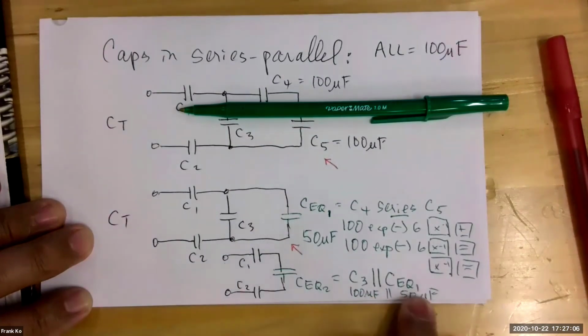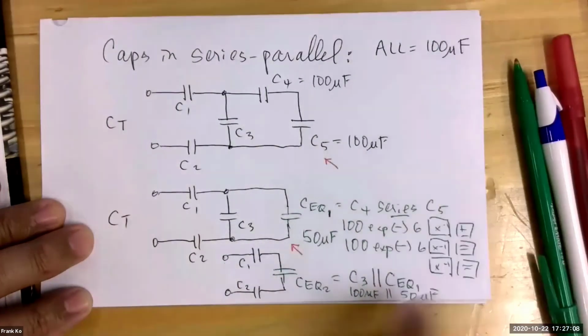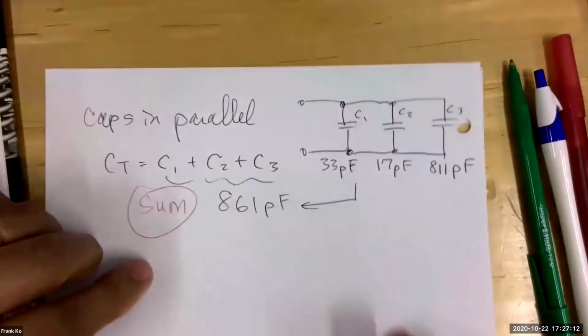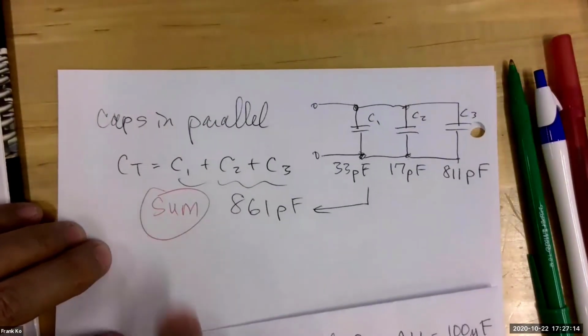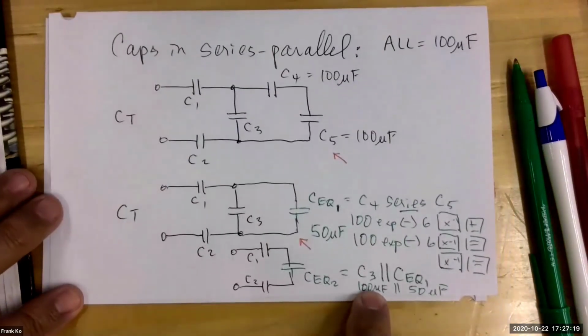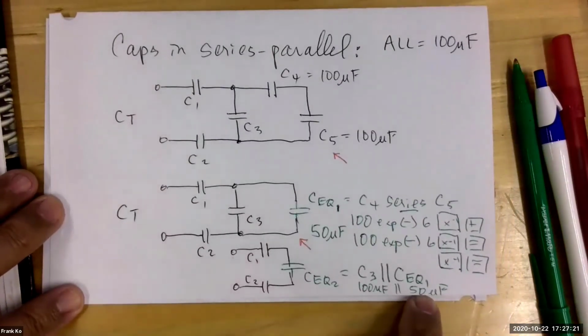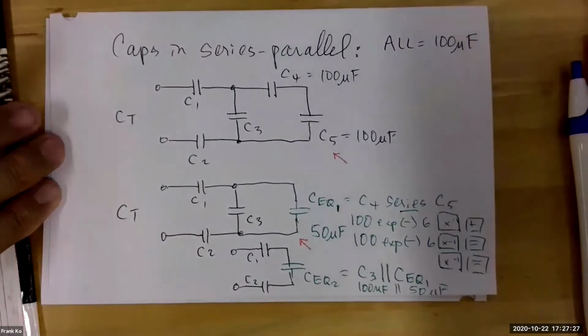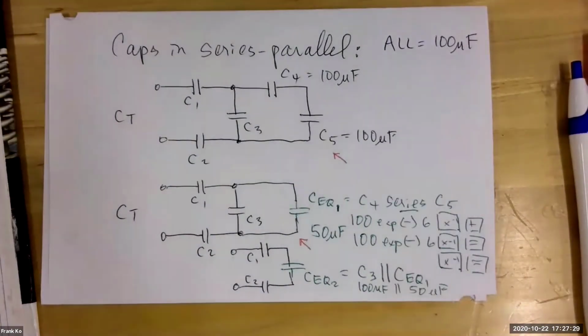But how do I calculate capacitors that are in parallel? What did we do? In parallel, we sum them, yes? So what is the sum of 100 microfarads and 50 microfarads? 150 microfarads.